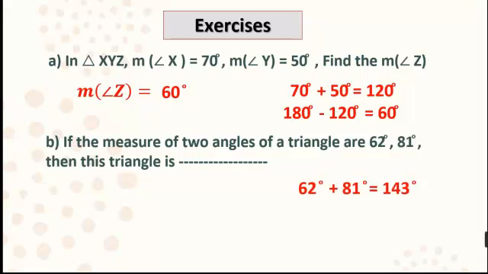62 and 81. 62 plus 81 equals 143. Second step, 180 minus 143, we are going to subtract them. 0 minus 3 can't be done, so we are going to borrow. So we have 10 minus 3, 7, and 8 becomes 7, 7 minus 4, 3, and 1 minus 1, 0. So we got 37 degrees.